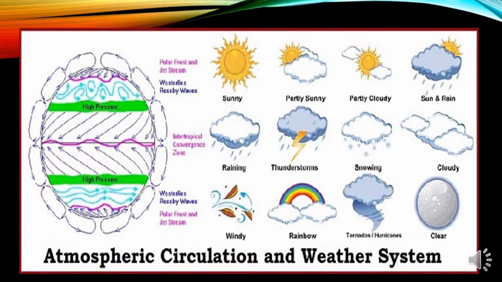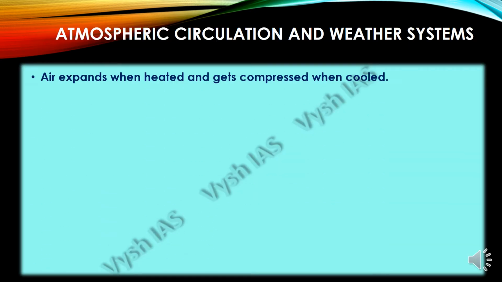So this chapter deals with atmospheric circulation and the weather system. As you can see, we're going to read about all this in detail. As we all know, air expands when it gets heated and gets compressed when it's cool. We also know that warm air tends to rise and cool air tends to go down.